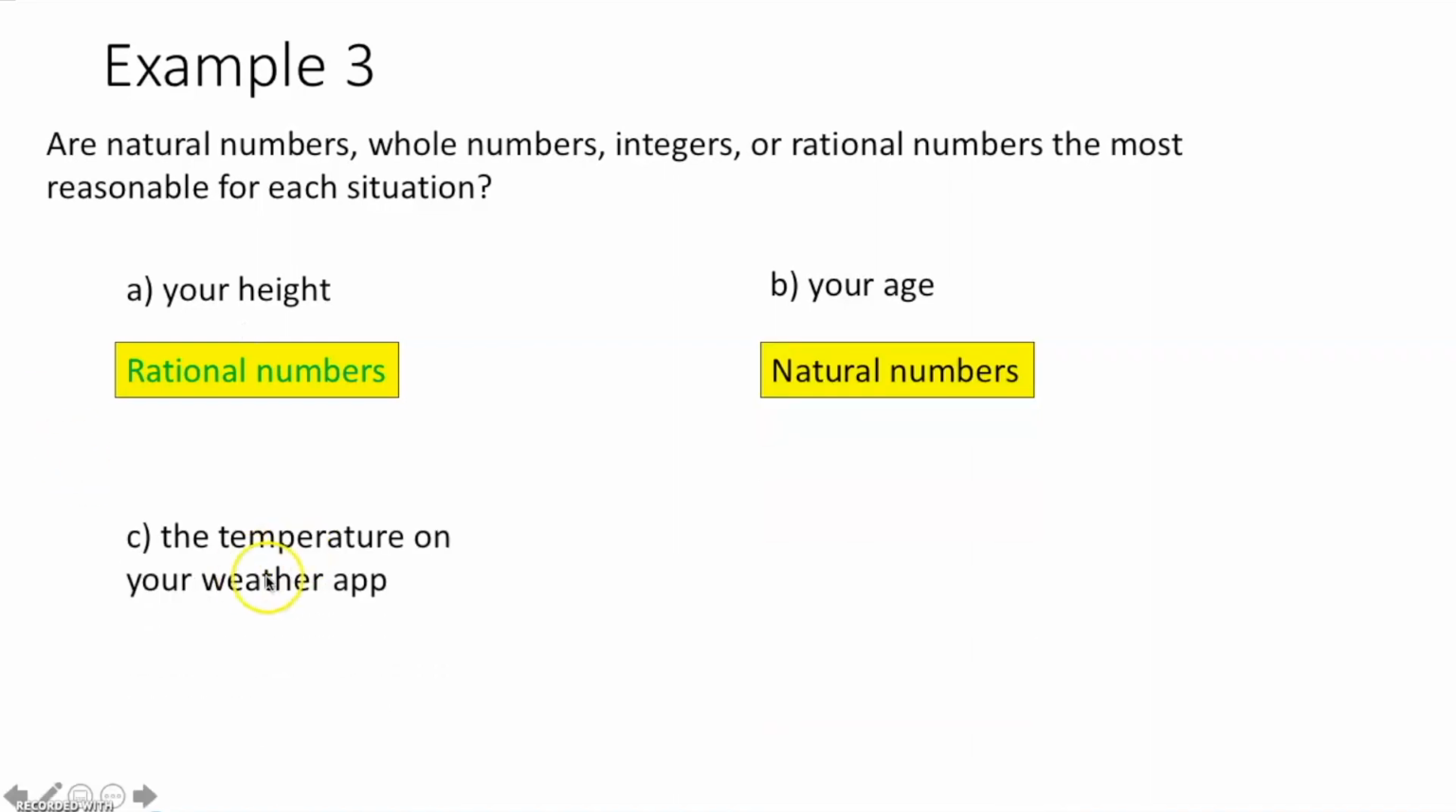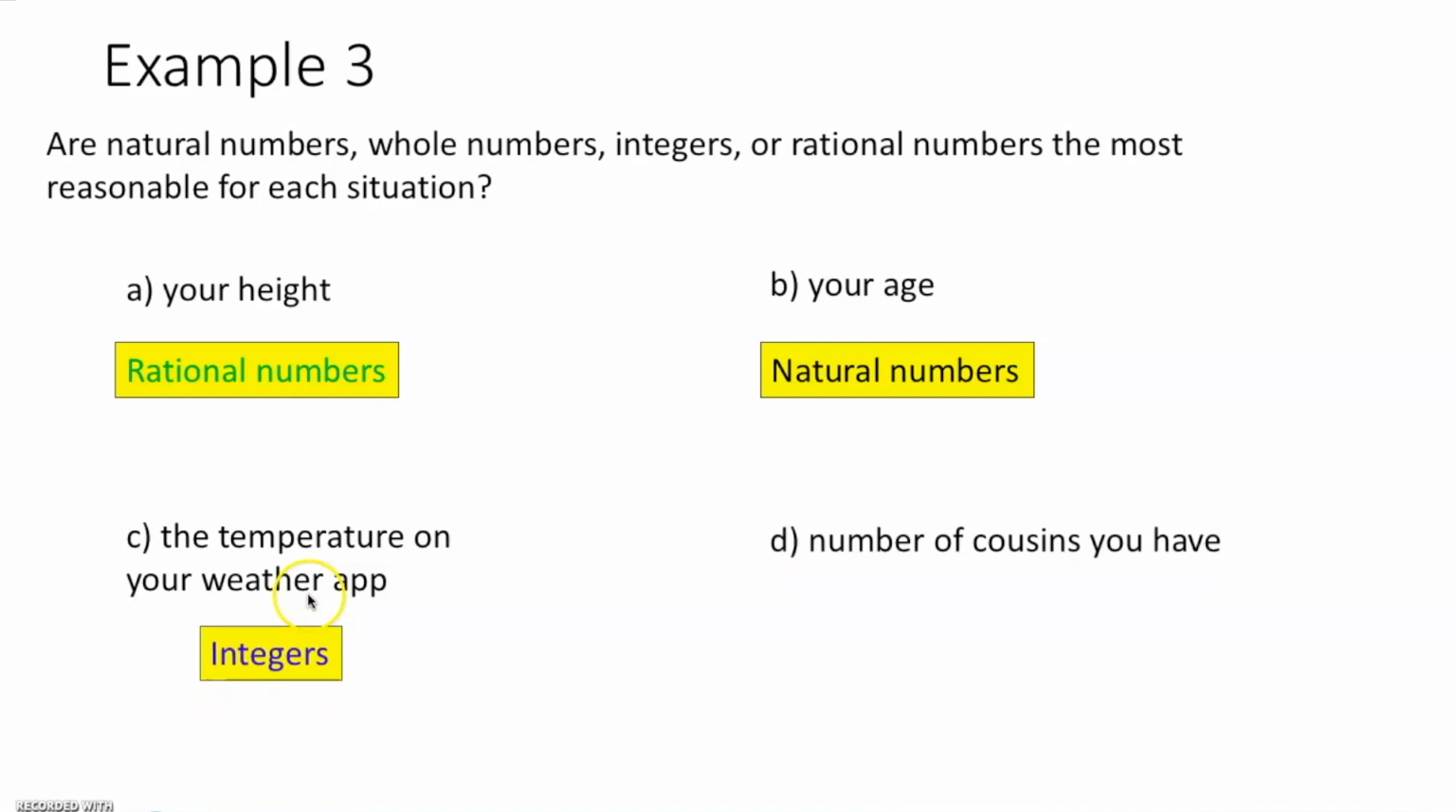The temperature on your weather app. So that usually comes out as a positive or a negative number if you live in some cold places. So we can have positive or negative numbers, and they don't usually give you decimals. So what we're going to say is integers for this one.